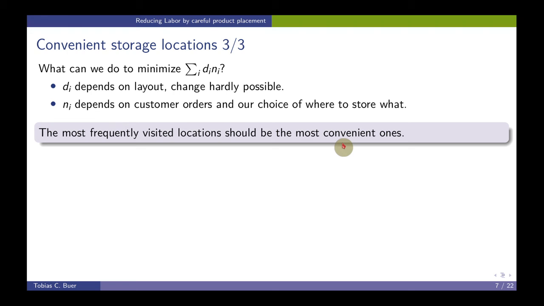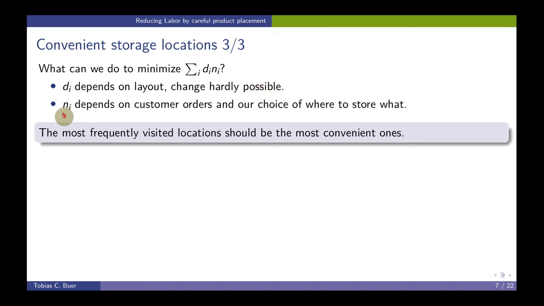Now, what can we do to minimize the labor costs? The labor cost expressed in this term. With respect to the travel distance, we can hardly change this as long as our warehouse is already operational. Maybe we can take into account how to change the travel distance before we build the warehouse, but after the warehouse is operational, we can hardly change the layout of the travel distance, at least not in a day-to-day decision.